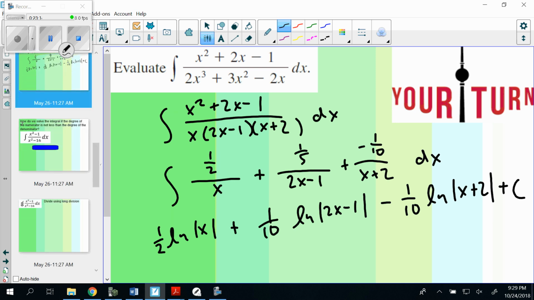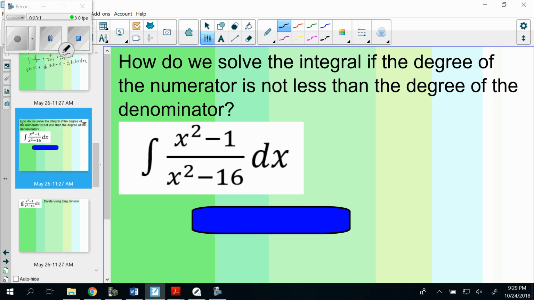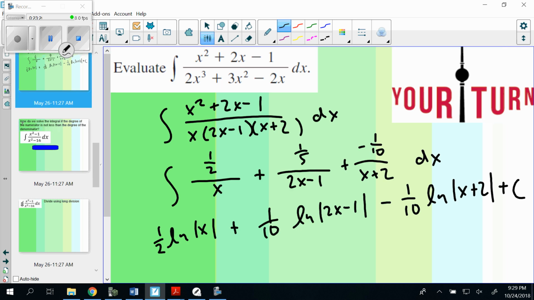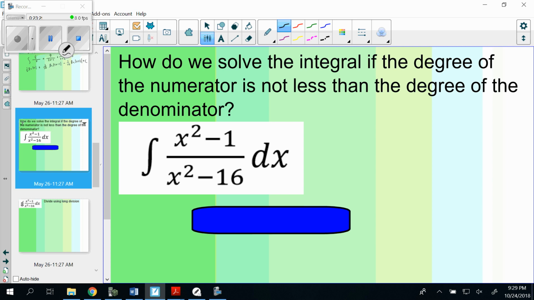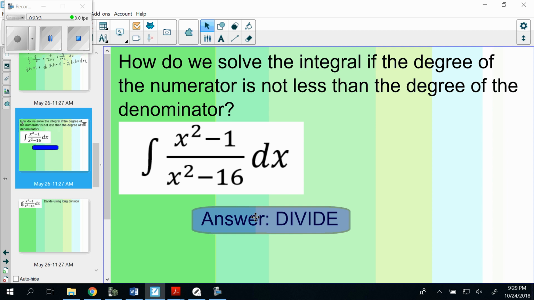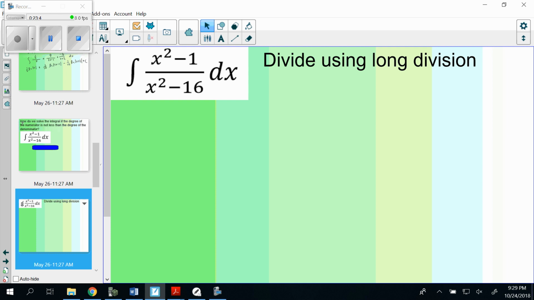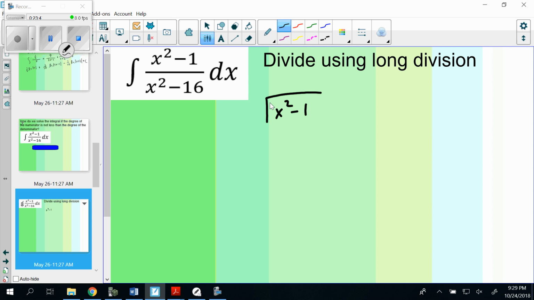Okay. What happens if the degree of the numerator is not less than the degree of the denominator? Because all of them we've been looking at so far, there's been a higher power in the denominator than the numerator. So if they're even, or if the numerator is bigger than the denominator, what we have to do is divide first. So the first step on this one, we want to divide x squared minus 1 by x squared minus 16. We want to see what gets produced when those are divided out.